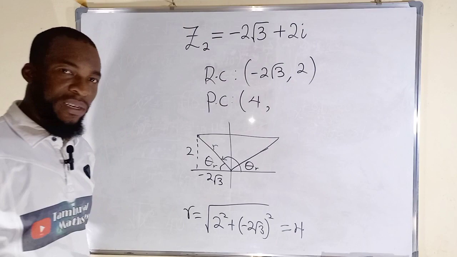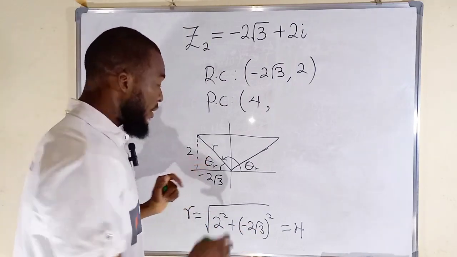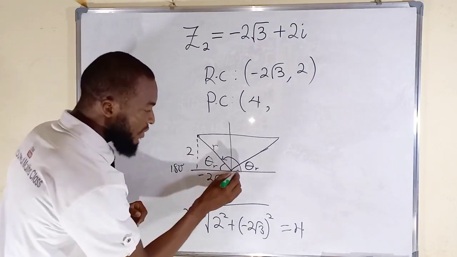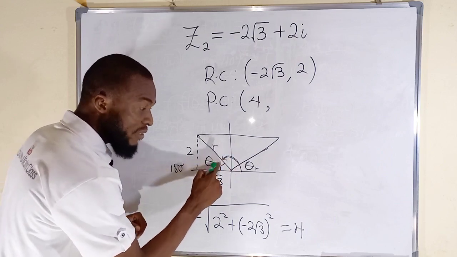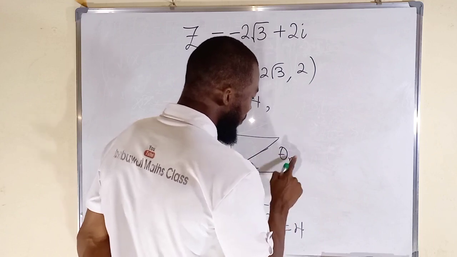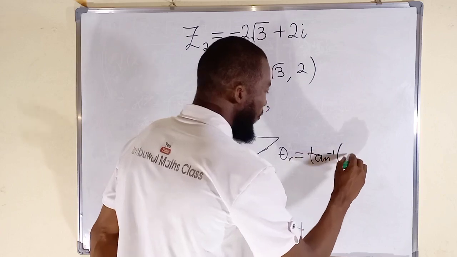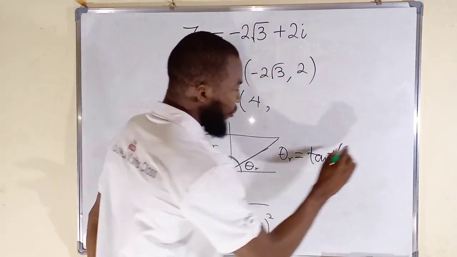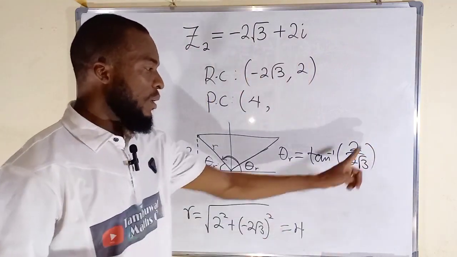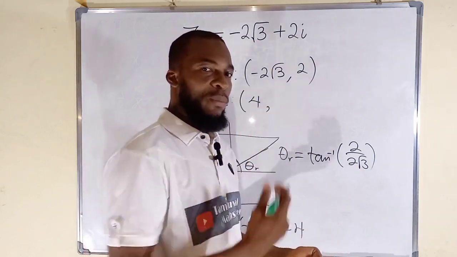What is left for us to find is the angle. Since we are looking for the reference angle first, whatever we obtain, we have to take it away from 180 degrees, because this is the angle we are looking for, not this one. This is just a reference angle. So theta reference, or reference angle, equals tan inverse of what? 2 divided by 2 root 3. We are going to use everything positive. 2 will cancel 2. We have 1 divided by root 3. If you rationalize it, you have root 3 divided by 3.